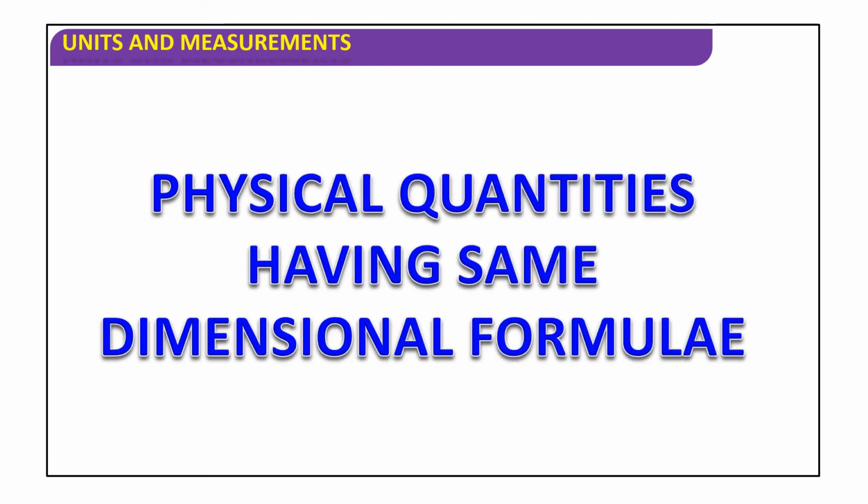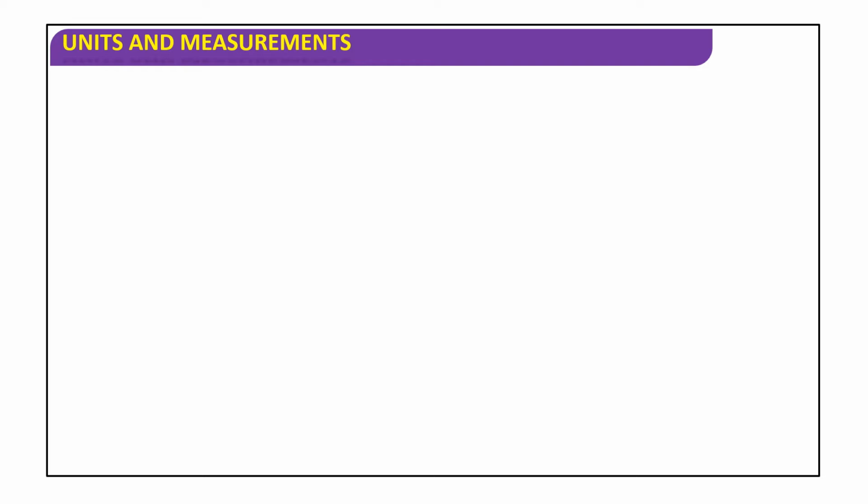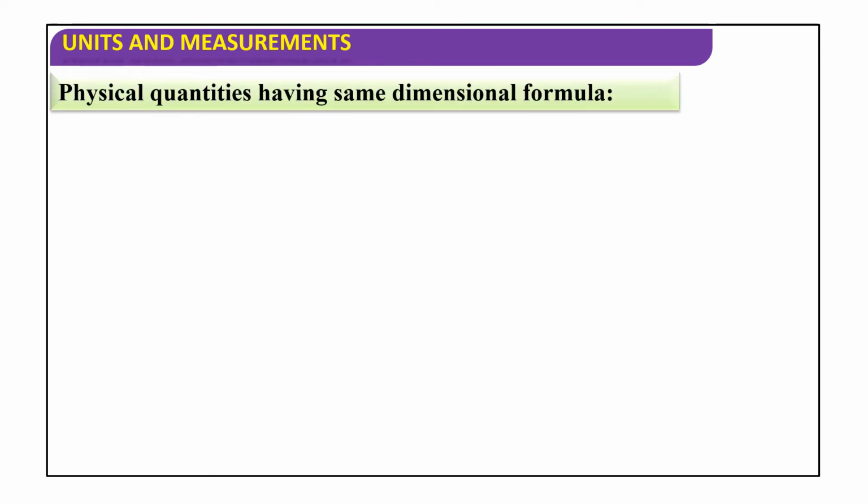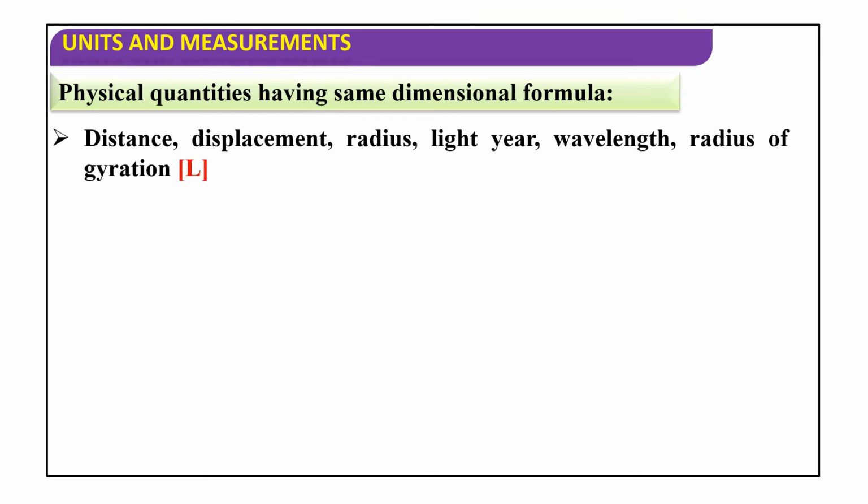physical quantities having the same dimensional formula. What are the physical quantities having the same dimension formula? Let us discuss. Physical quantities having same dimensional formula: distance, displacement, radius, light year, wavelength, radius of gyration have dimension L. Speed, velocity, velocity of light have L T power minus 1.